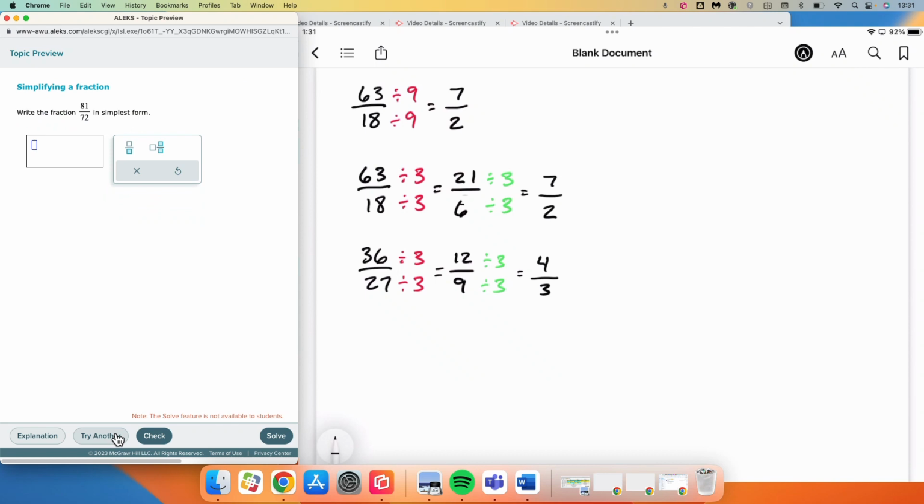All right, and then 81 over 72. Incidentally, these are both divisible by 3 as well, but I am going to instead this time recognize that I can divide them both by 9. If I divided them by 3 the first time, I would just have to do that again a second time. And so 81 divided by 9 is 9. 72 divided by 9 is 8. So 9 and 8 do not share any common factors. And so simplest form here is going to be 9 over 8.